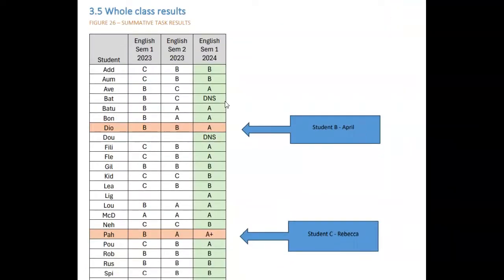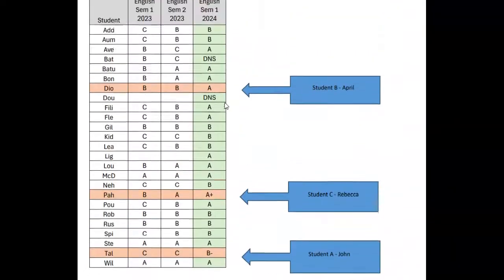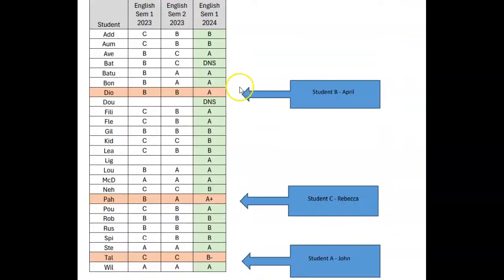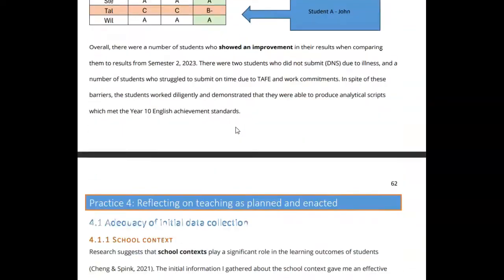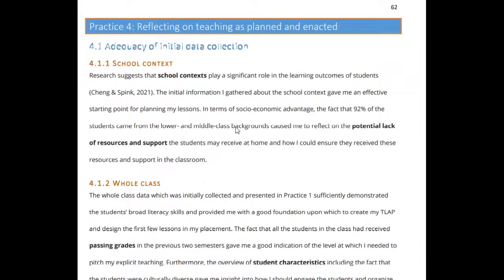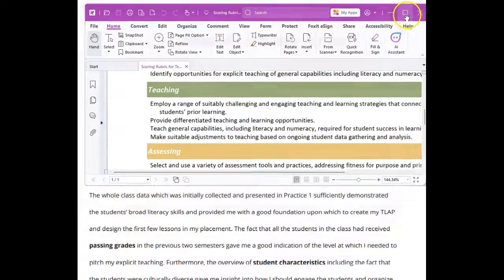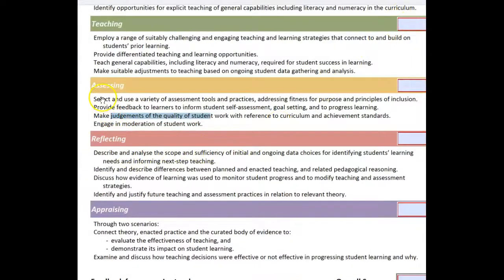And here is the whole class results and identification. Probably not necessarily required as an extra, that section there, but that's included to add some more detail. Again, pause your video and have a look at what's being required, and I think you'll see that this person has a variety of assessment tools, they've provided feedback, they've made judgments on a summative task, and they have engaged in moderation.